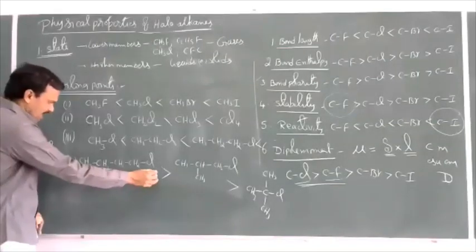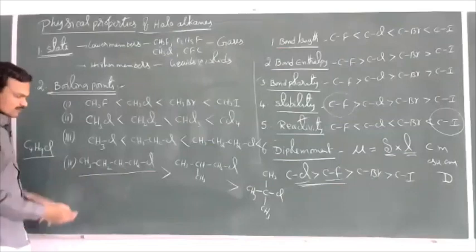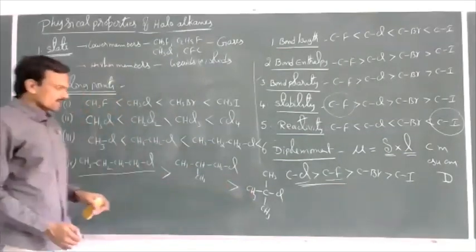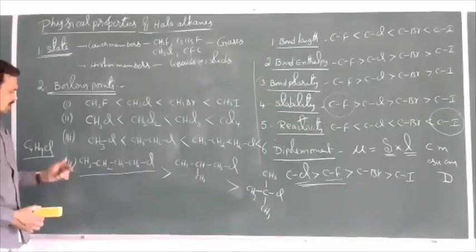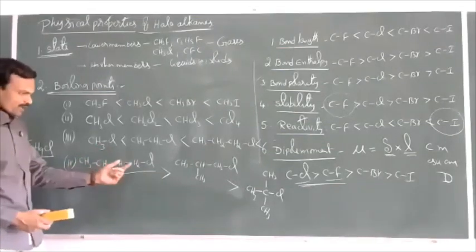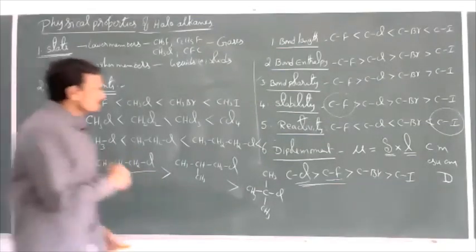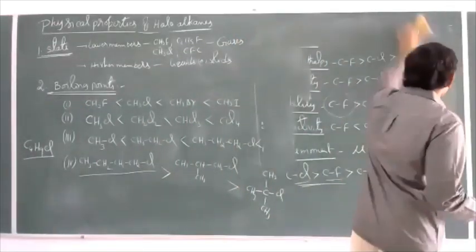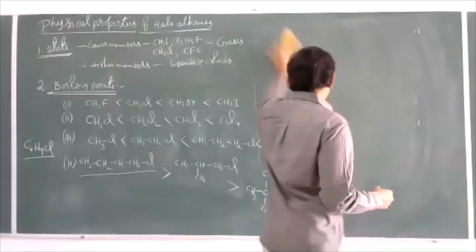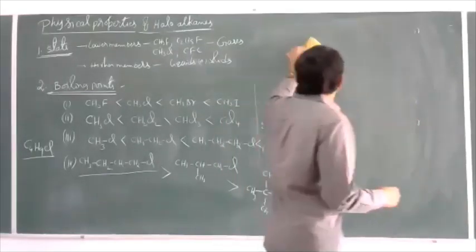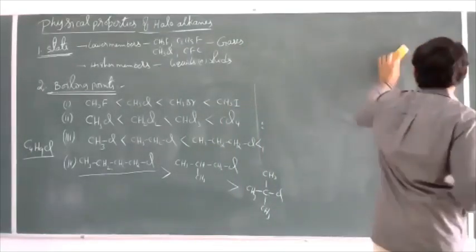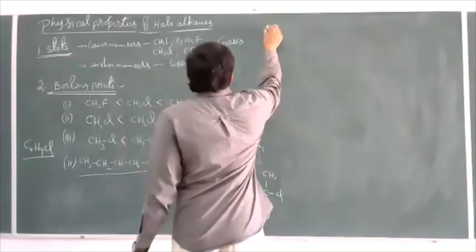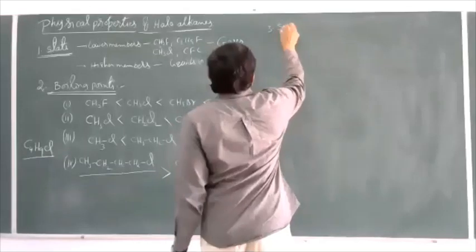Next, for the same molecular formula, as the number of branches increases, the spherical nature of the molecule increases. As a result, the boiling point decreases. This is regarding the order of boiling points. Now, solubility.